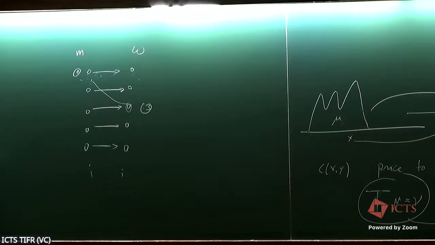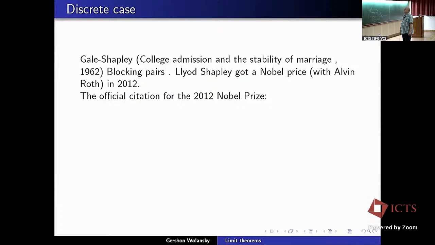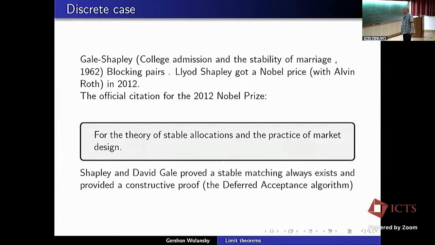So it's very surprising that for such an apparently simple idea, Lloyd Shapley got a Nobel Prize in 2012. And actually, this was the official citation of the Nobel Prize Committee: for the theory of stable allocation and the practice of market design. The point is that this algorithm is very important, not just for the marriage problem, but in economics in general.